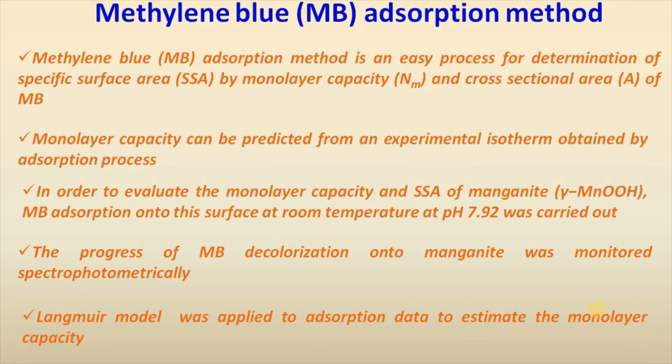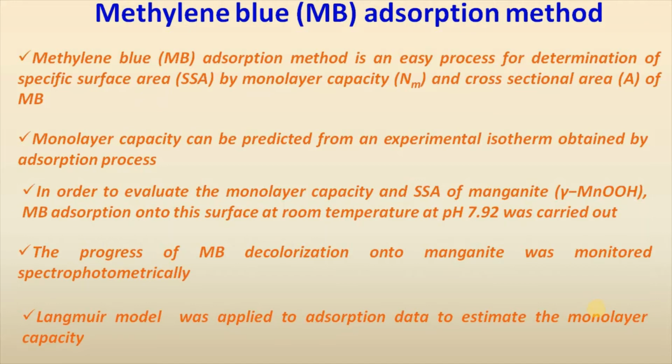Well, methylene blue adsorption method is an easy process for determination of specific surface area by monolayer capacity and cross-sectional area of methylene blue. Monolayer capacity can be predicted from an experimental isotherm obtained by adsorption process.